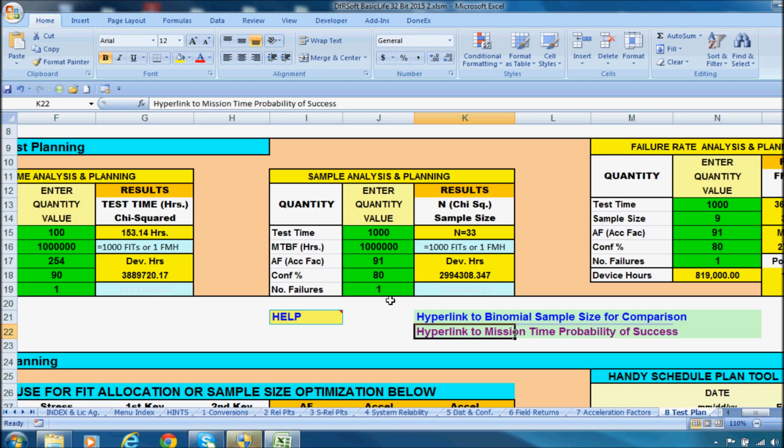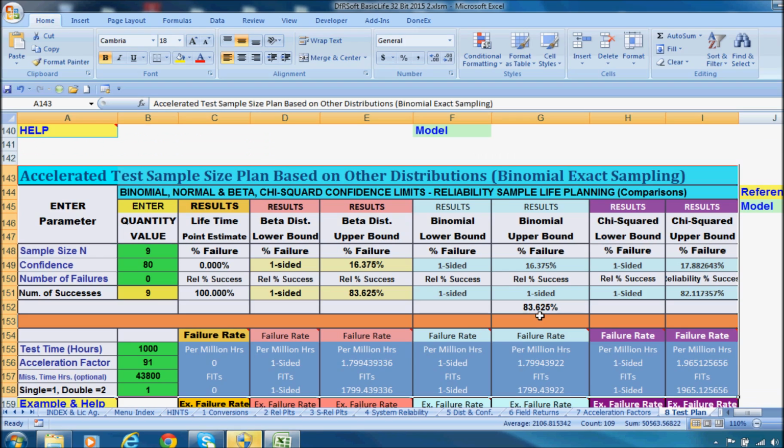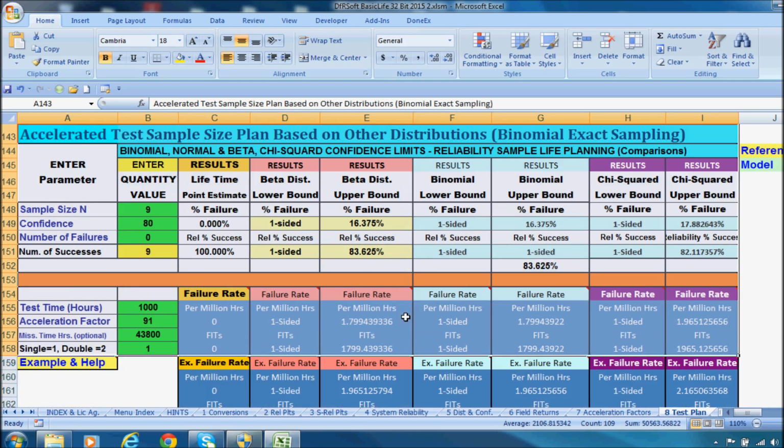But so we can hyperlink to that, or let me just show you through the menu. The binomial is listed under the chi-squared section that we were just at. It's actually at the bottom of the page. So this is the module for that, module 8, and it's at the bottom. So we can hyperlink to that module. And so here's the calculator that has a few other distributions that you can look at.